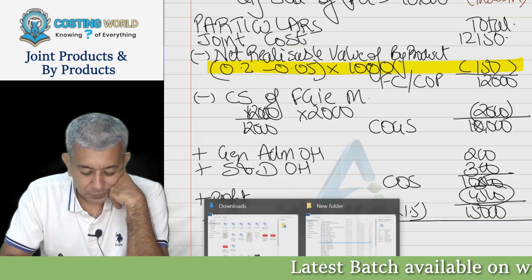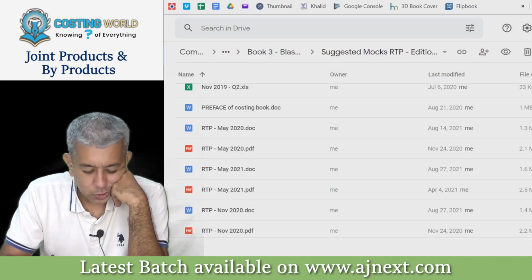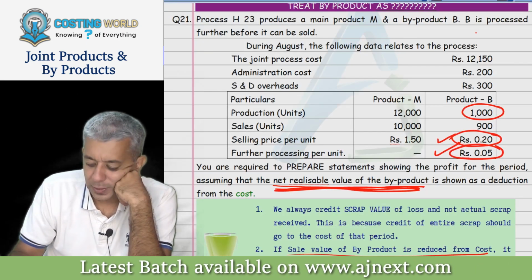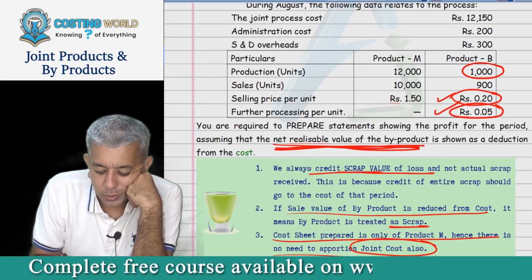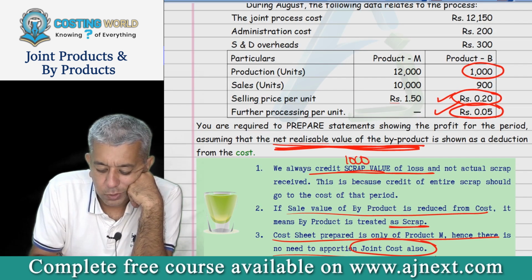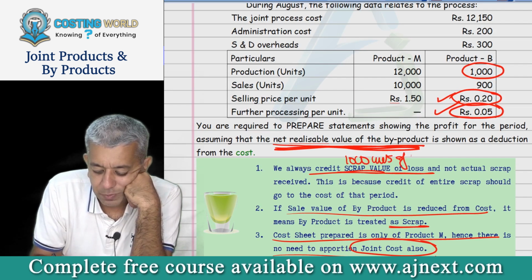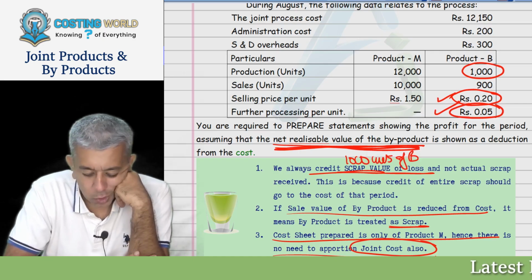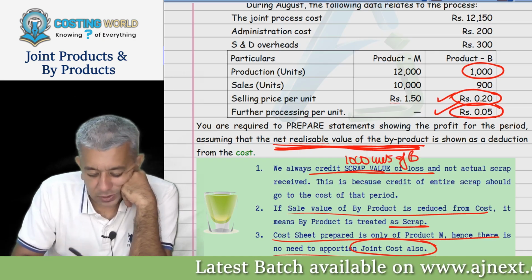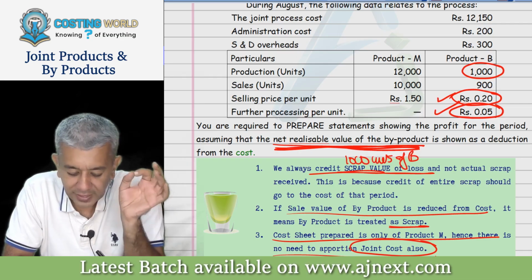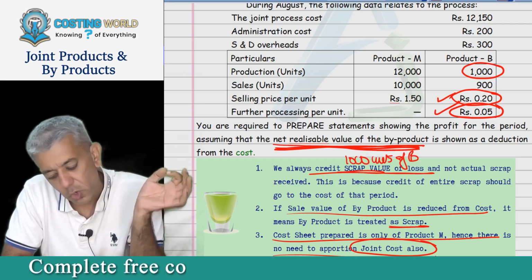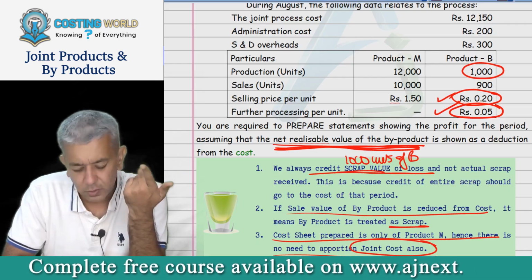That's it. Listen, I've written 3 things in short over here. What are those 3 things? First, we always credit scrap value of loss. In case you want, you can write down 1000 units of B, and not actual scrap received. This is because credit of the entire scrap should be going to the cost of that particular period. That I explained to you the other day.